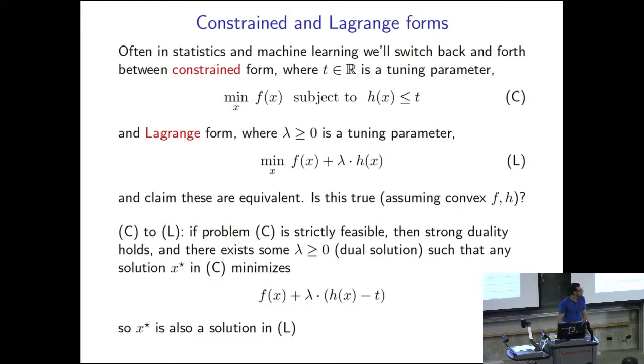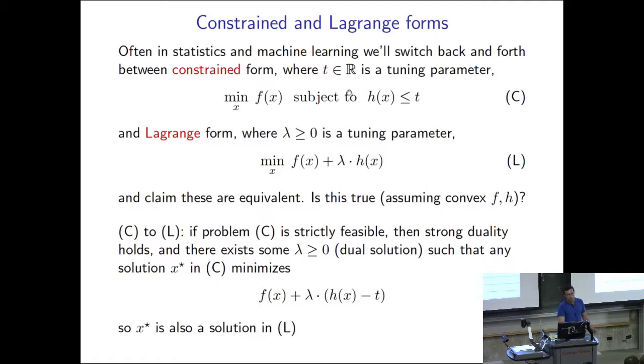Okay, guys, let's now address constrained and Lagrange form, which is something that I think a lot of you would have seen frequently in classes or papers. Let's suppose that we have a problem of some constrained form. We want to minimize some function f subject to an inequality constraint like h of x less than or equal to t. In terms of a statistics or machine learning application, think of f as a loss function, perhaps least squares loss or logistic loss. And think of h as a regularizer, like the L1 norm or the L2 norm or some other regularizer. Okay, so this is a common form we encounter.